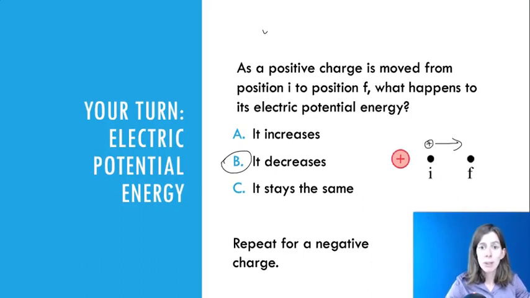So repeat for a negative charge. What do you think is going to happen? Well, for a negative charge, if you have a positive charge here, and you are moving that negative charge to the right, then it's going opposite the way it wants to go, because it naturally wants to be attracted to the positive charge. So in this case, the electric potential energy is going to increase for the negative charge. In general, as we'll see in future videos, everything tends to be opposite for negative charges.